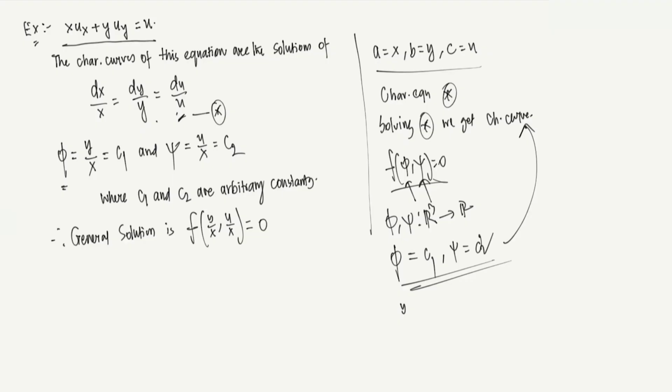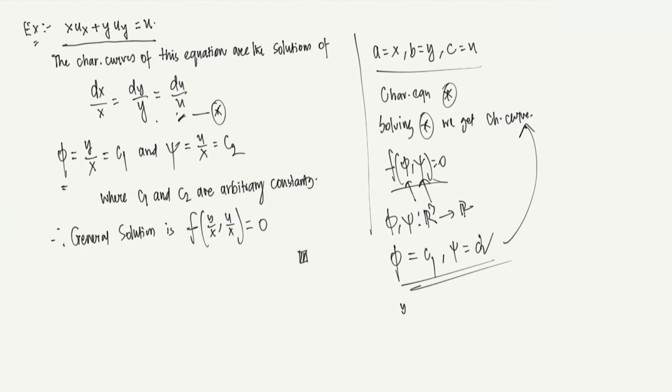Do you understand this? Phi and psi are not constant functions. They are constant only along the characteristics. Okay, characteristic curves, that is. So what is the general solution in this case? The general solution is given by f of y by x and u by x equals 0.